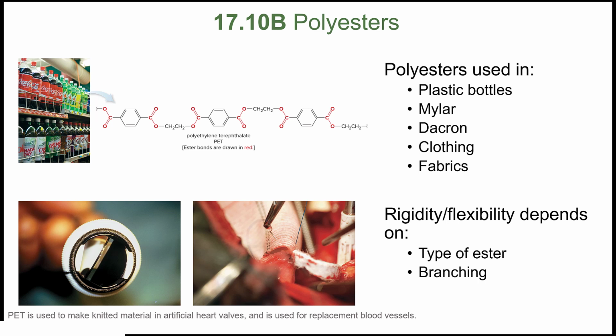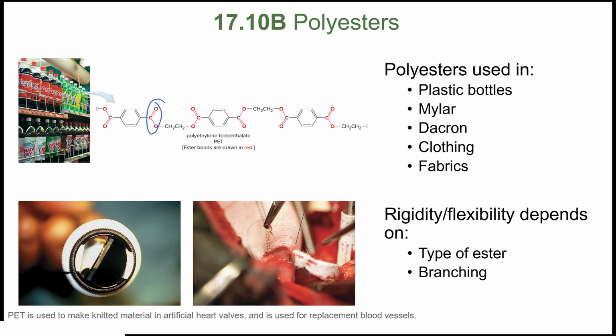So this is the structure of polyethylene terephthalate, or PET. So you can see each of those ester bonds there. Those are used in plastic bottles, in mylar balloons, in Dacron, clothing, and other fabrics. And the rigidity of these compounds depends on the type of ester, and also how it's branched. So PET can be used to make knitted material in artificial heart valves, and is also used as a replacement in blood vessels.